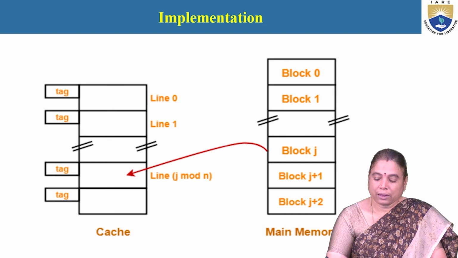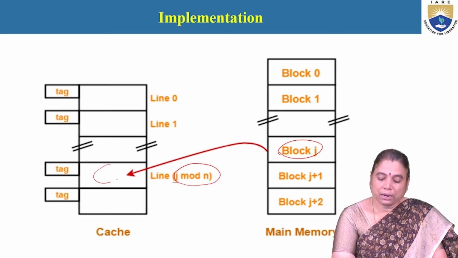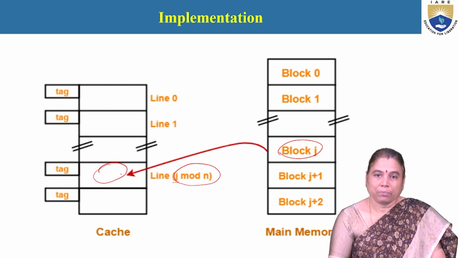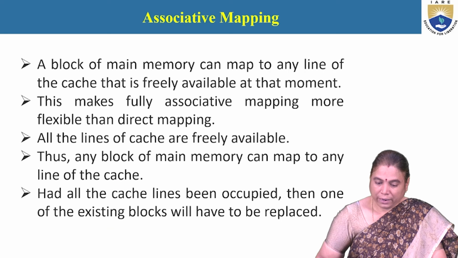Here, these are the blocks available in the main memory. The location of block J can be identified as J mod N, where N is the number of lines in the cache memory. At the identified location, the block can be mapped from main memory to cache memory. The mapping is achieved with the help of the direct mapping technique.